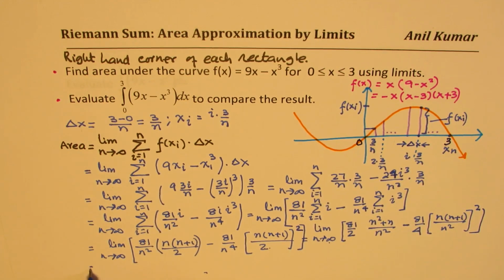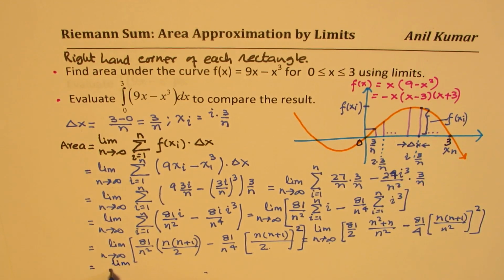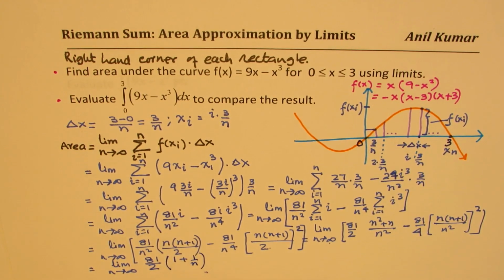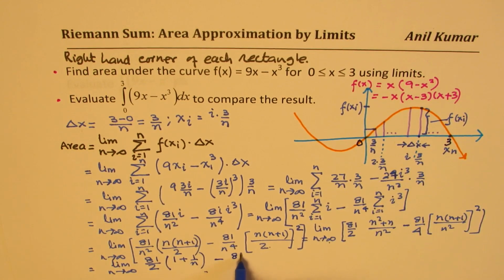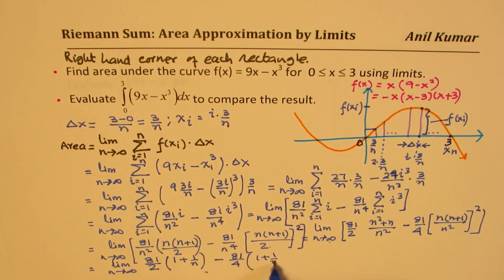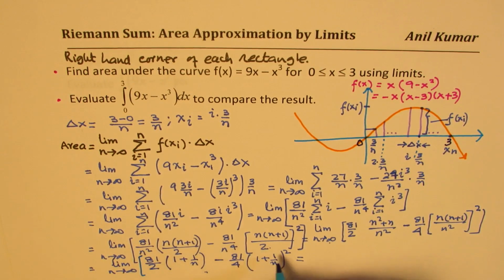So that gives us limit n approaches infinitely large. Now in this part, you will say n square over n square is 1. So we get 1 plus 1 over n. So what we get here is 81 over 2 times 1 plus 1 over n minus 81 over 4. And here again we get the same thing, 1 plus 1 over n whole square, correct? Now as you can see, as n approaches infinity, 1 over n approaches 0, right?